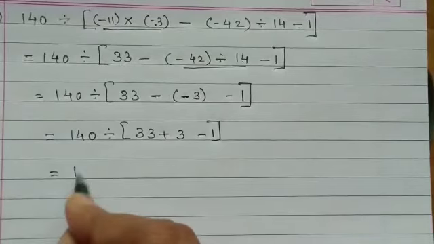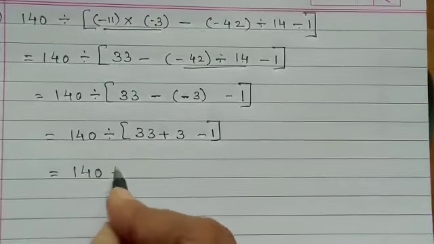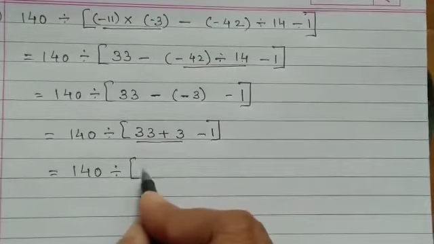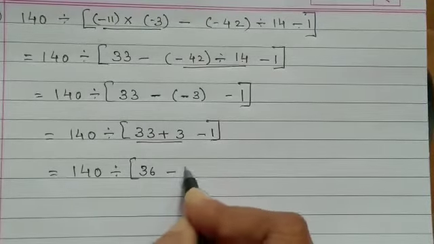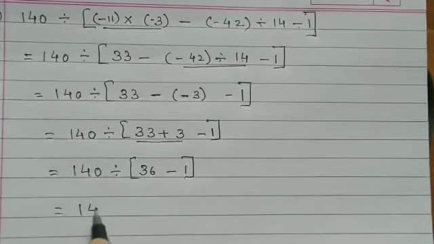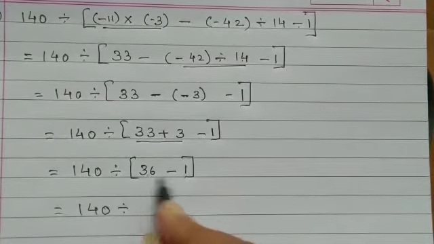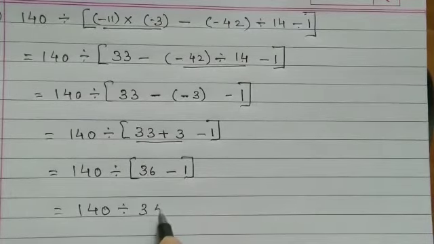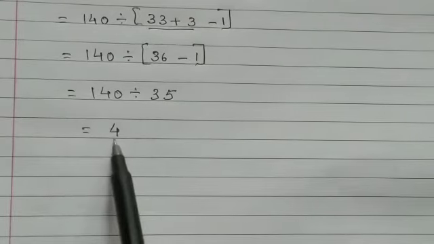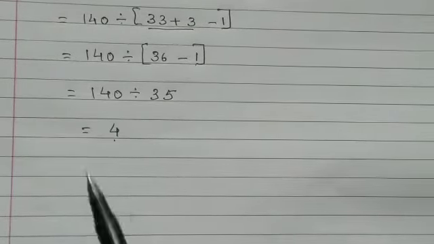So you get 140 divided by 33 plus 3 is 36, minus 1. That is 140 divided by 36 minus 1 is 35. So 140 divided by 35 is 4. So the answer is 4.